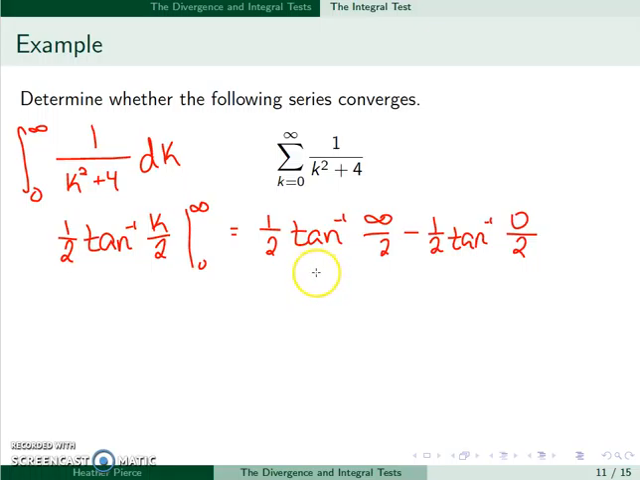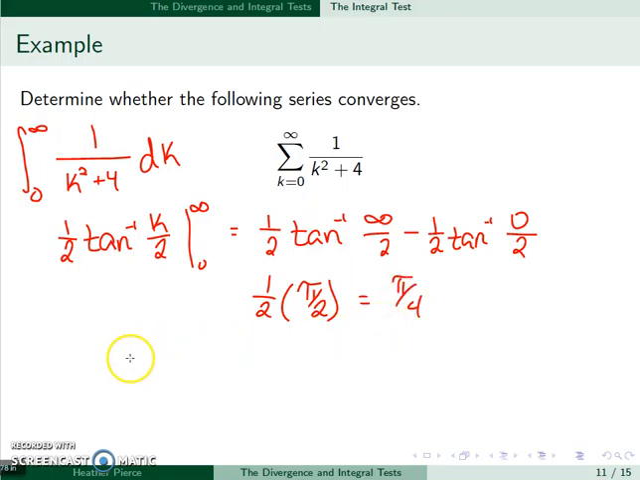So the inverse tangent of a really big number is approaching pi over 2, since the limit of inverse tangent of x as x goes to infinity is pi over 2. Tangent inverse of 0 is 0. So this is just minus 1/2 times 0. So I get pi over 4.